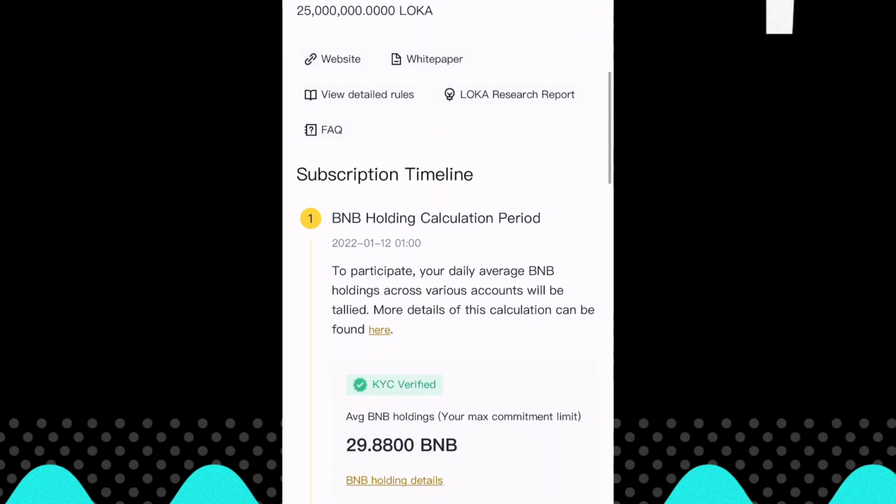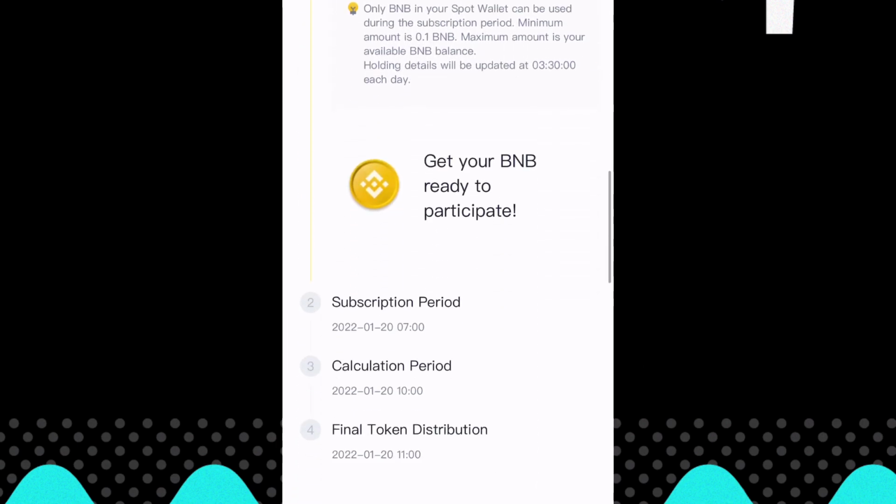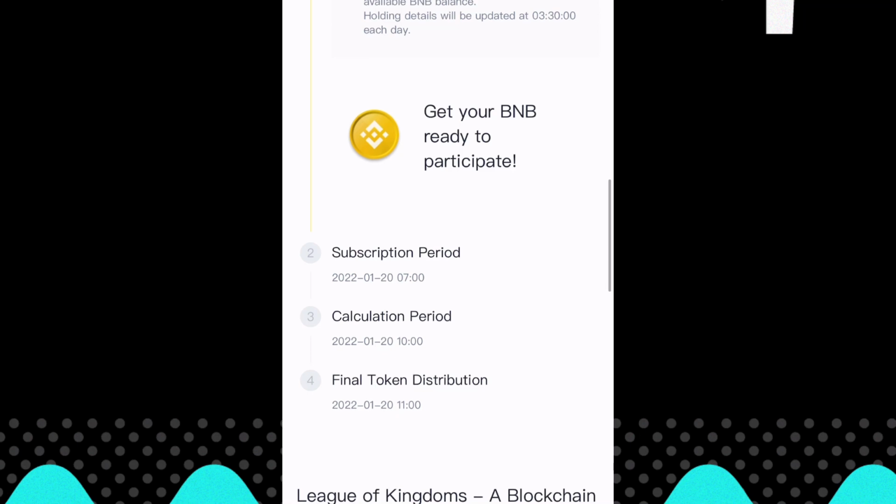After you're done buying BNB to join the Launchpad of League of Kingdoms, what you want to do is scroll up. Remember, we need to read the options. So you come on here. You need to see that on 2022, which is January 20th, that's in a few days from now, around 7. That's when anybody can come here to subscribe to join the Launchpad of League of Kingdoms.